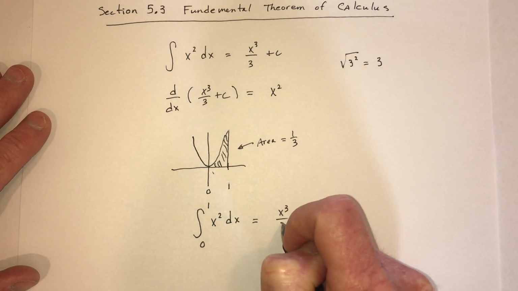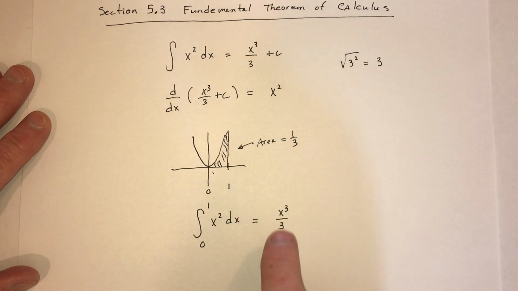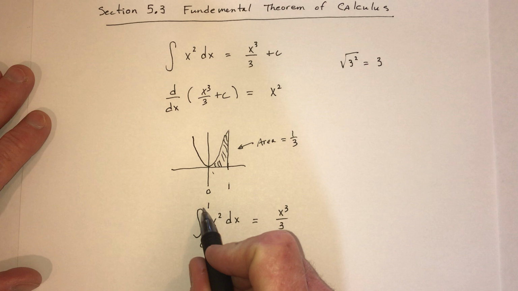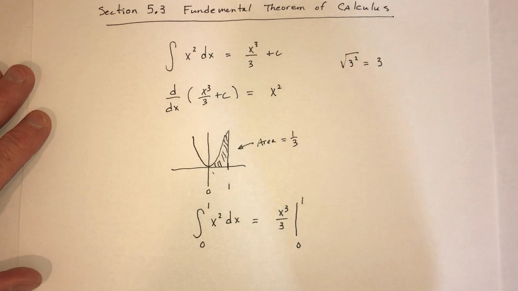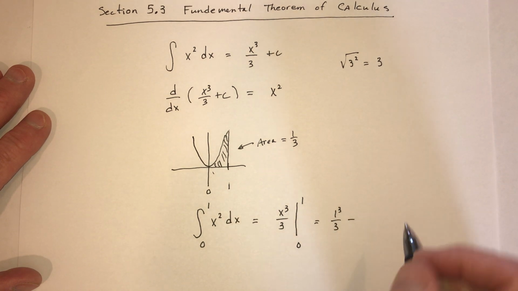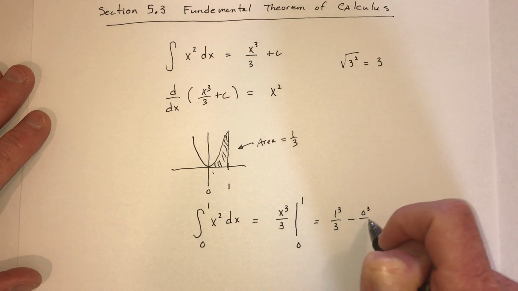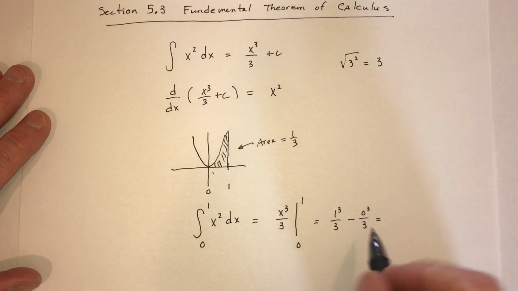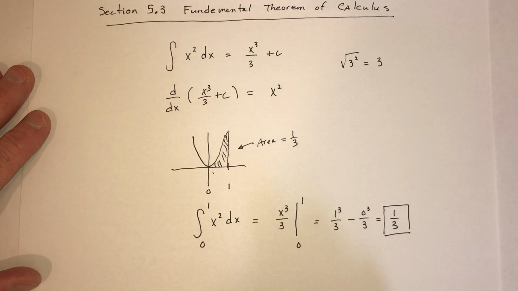X cubed over 3. Now for this, we're just going to get a number as an answer, so we're not going to get a plus c, so you don't need to put the plus c. After you've found the antiderivative, then instead of having this integral symbol, you put a straight line afterwards and say it goes from 0 to 1. Substitute the top number first, so that's going to be 1 cubed over 3, minus, substitute the bottom number, that's going to be 0 cubed over 3. And when you reduce all of this, it turns out to be 1/3. It tells you the area.